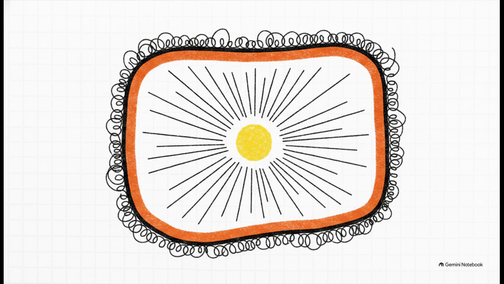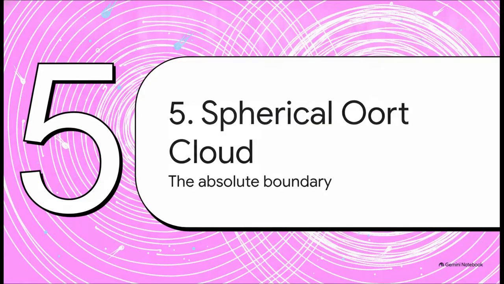This edge, which scientists call the termination shock, happens everywhere around us, in a giant sphere between 80 and 100 astronomical units out. And just for context, 1 astronomical unit is the distance from the Earth to the Sun, so it's huge. Part 5. The spherical Oort cloud.